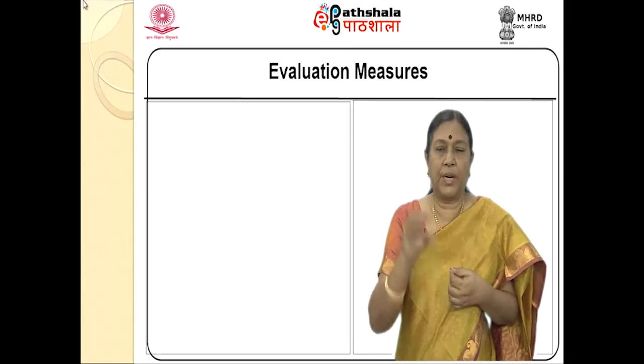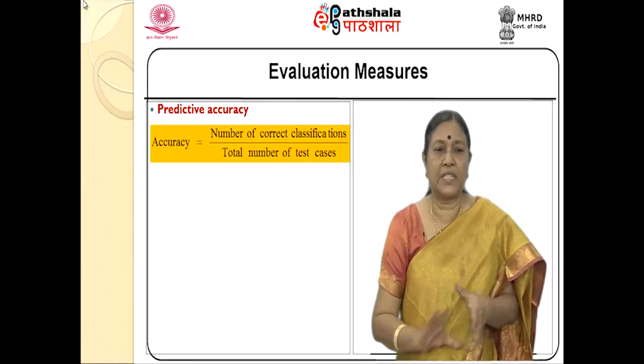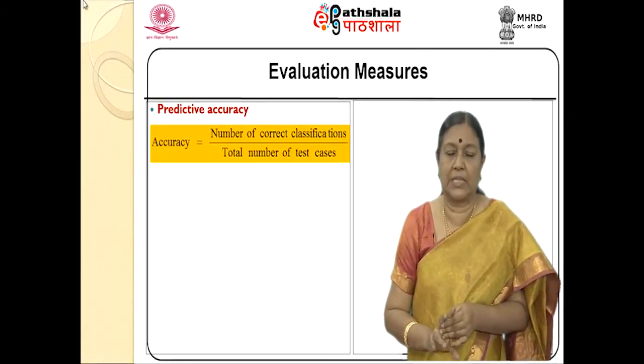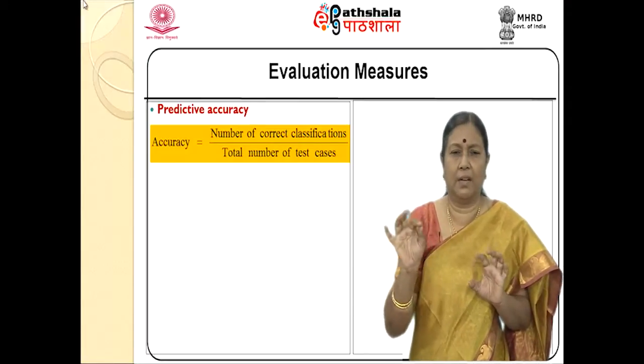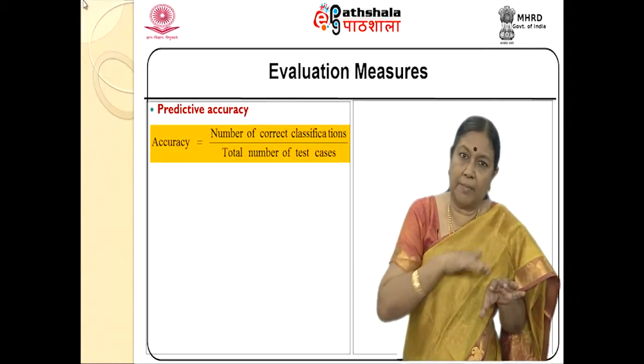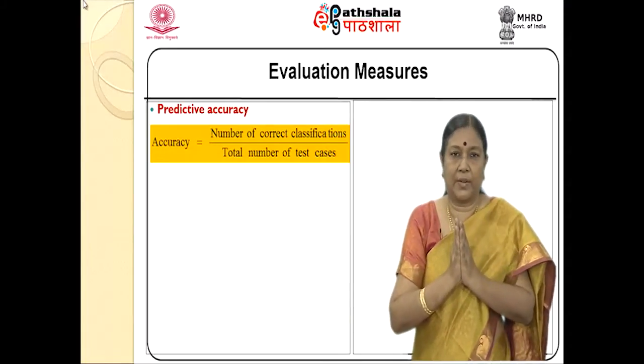But here we are going to talk about evaluation measures in general about classification. The first one is what is called predictive accuracy. Accuracy is the number of correct classifications divided by the number of total test cases you are giving. So, that is what predictive accuracy is.